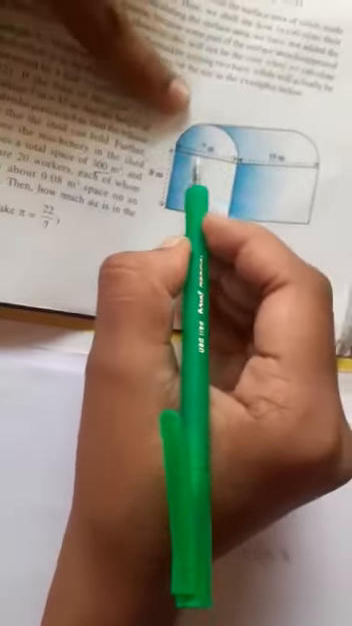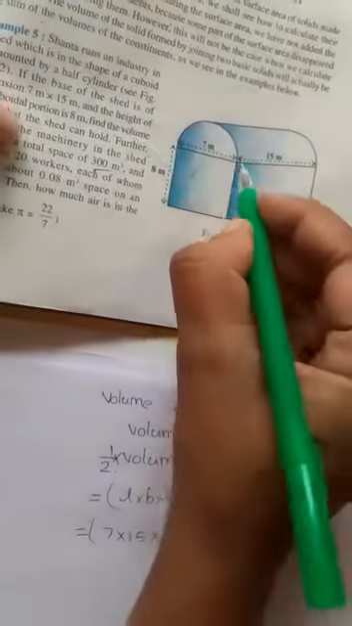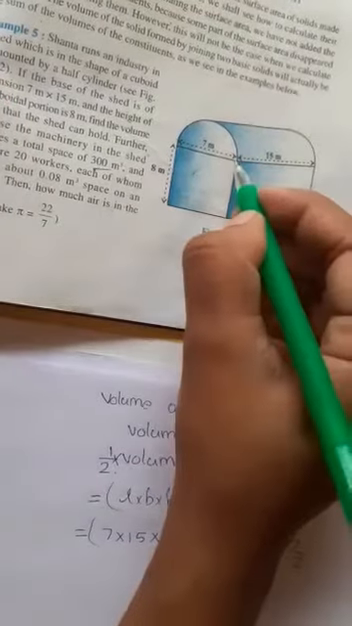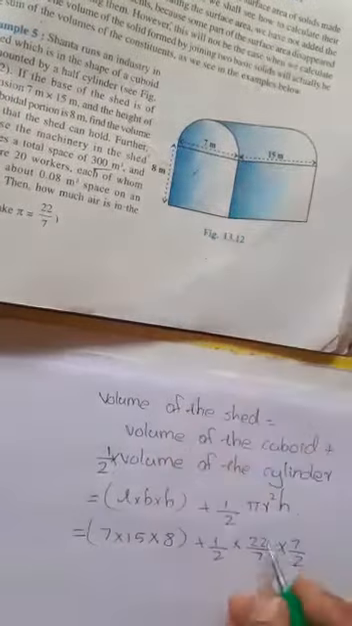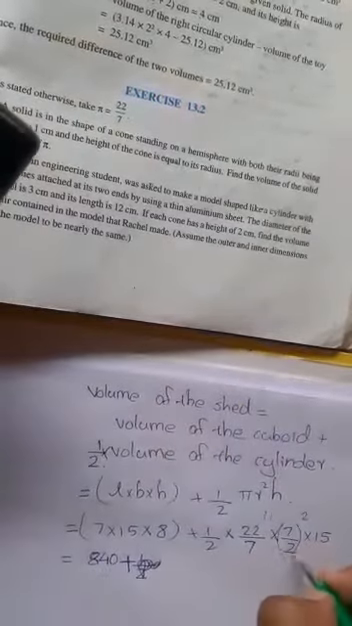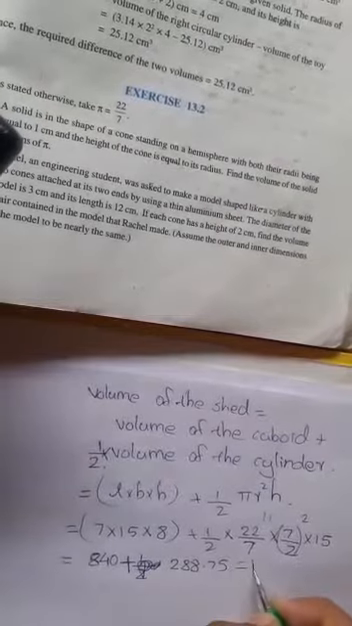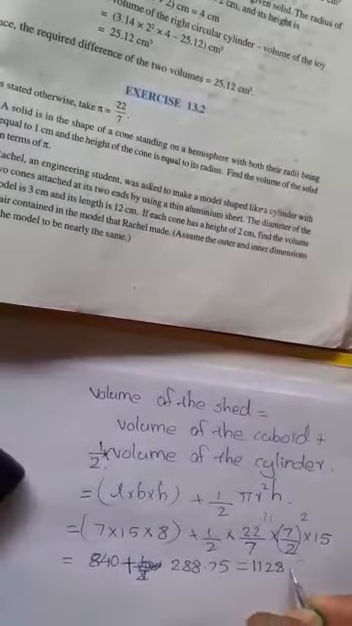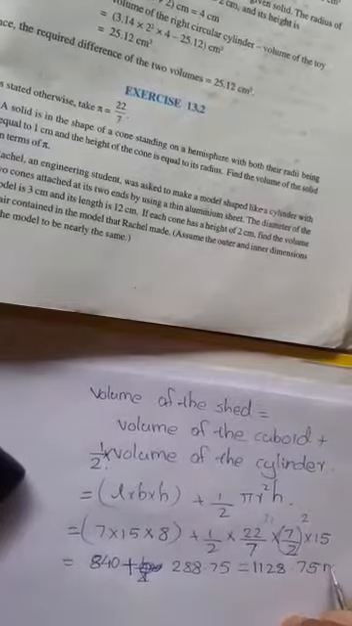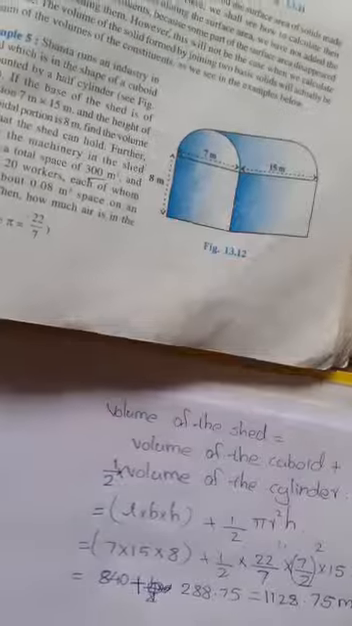Diameter of the cylinder is given as 7 meter. Then its radius is 7 by 2. And the height of the cylinder is the same as the length of the cuboid, 15. Pi r square into h, we get 814 plus 282.75, which is 1128.75 meter cube. The unit of volume is meter cube. Now we get the total volume of the shed.